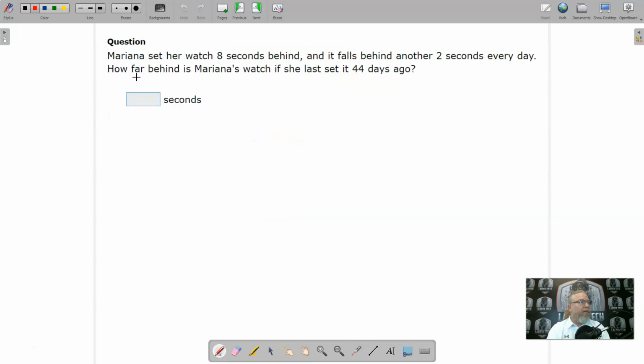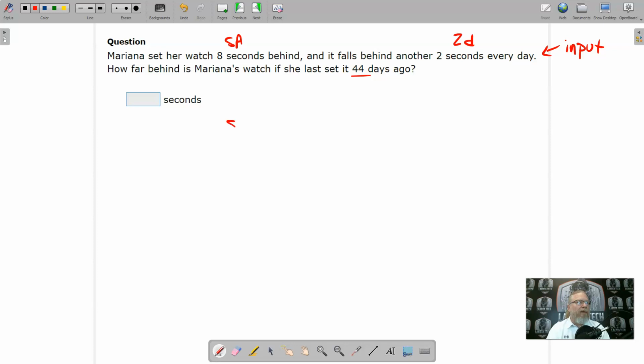So let's look at the next one. I guess her name is Marina. She set her watch 8 seconds behind, and it falls behind another 2 seconds every day. So the number of days, this is a rate, 2 per day. So day is our input. And we do have a starting amount, and that is 8. How far behind is Marina's watch if she last set it 44 days ago?